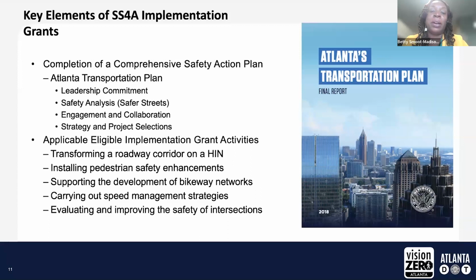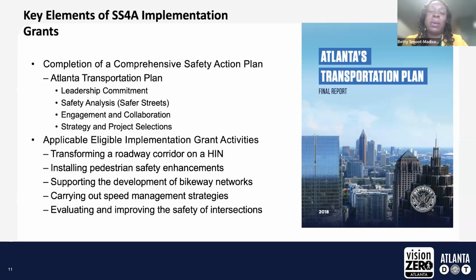Second, there's a number of eligible implementation grant activities. And so while the ones listed here are not all of the eligible activities, these are some of the most applicable for our application. So transforming a roadway corridor on a high injury network, or HIN. Both of the corridors, Central and Pryor, are both on our HIN. Installing pedestrian safety enhancements. So as I mentioned before, we have many land uses all throughout those corridors that generate lots of pedestrian and bicycle activity.